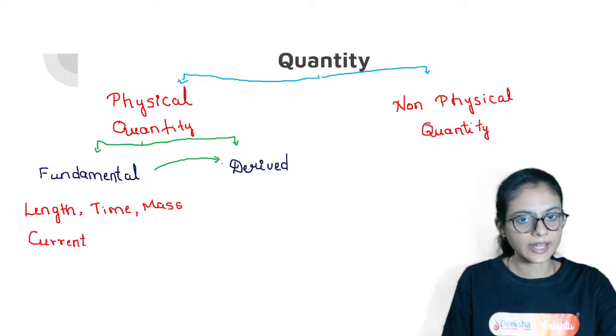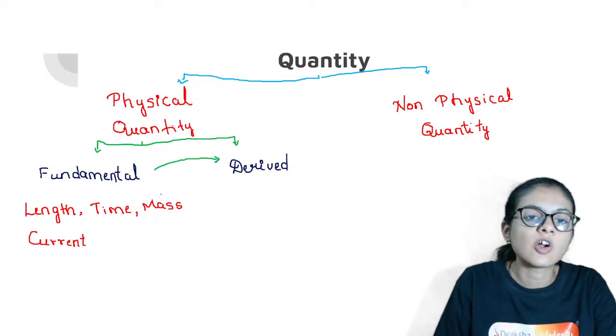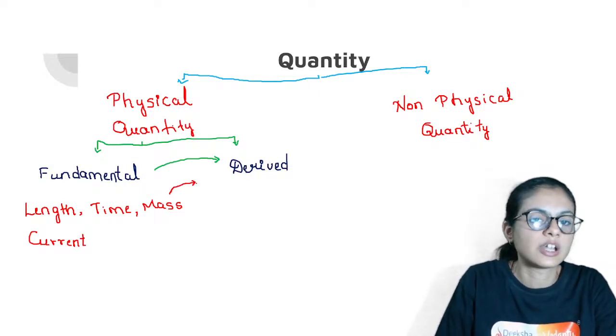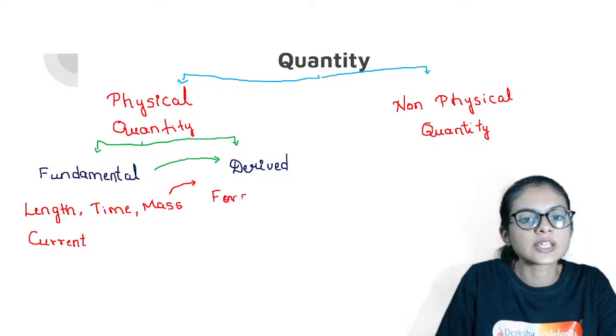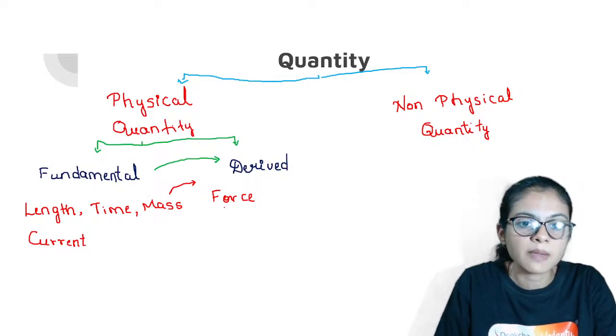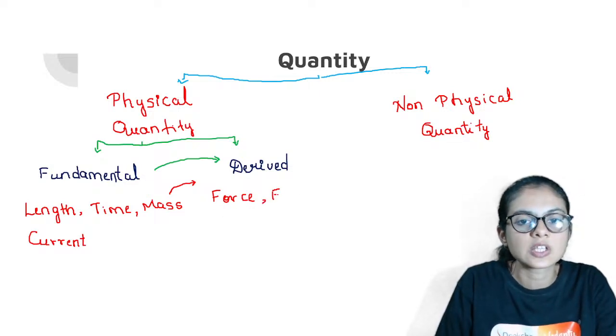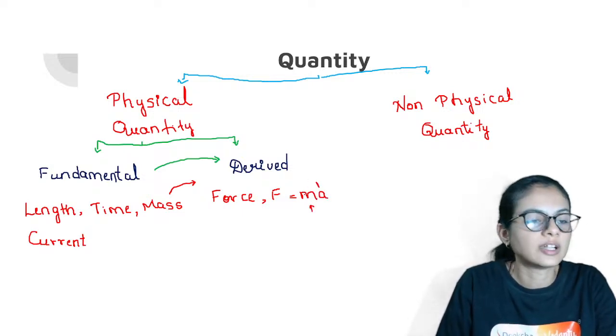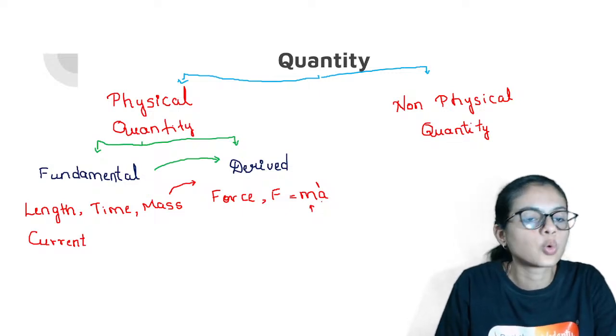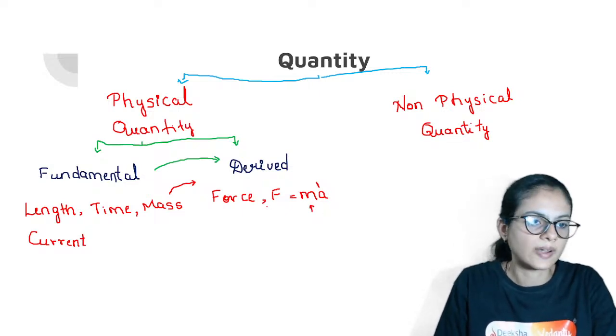All the quantities other than these fundamental quantities are called derived quantities. They are derived from the fundamental quantities. For example, force. Force is not a fundamental quantity. Why, ma'am? Because force is taken as F = ma. So m is a fundamental quantity. Using a fundamental quantity and another quantity, we derive this quantity.